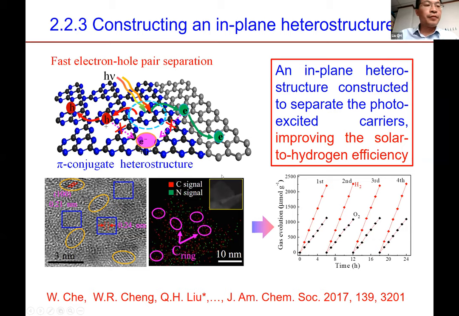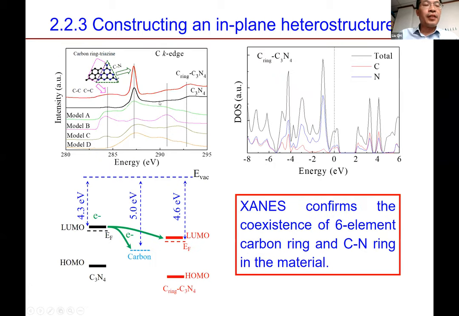And the results confirm the coexistence of graphite carbon and carbon nitride in the material.